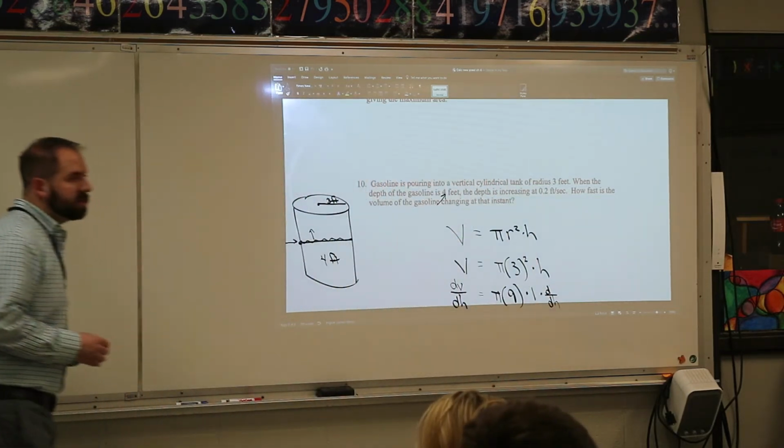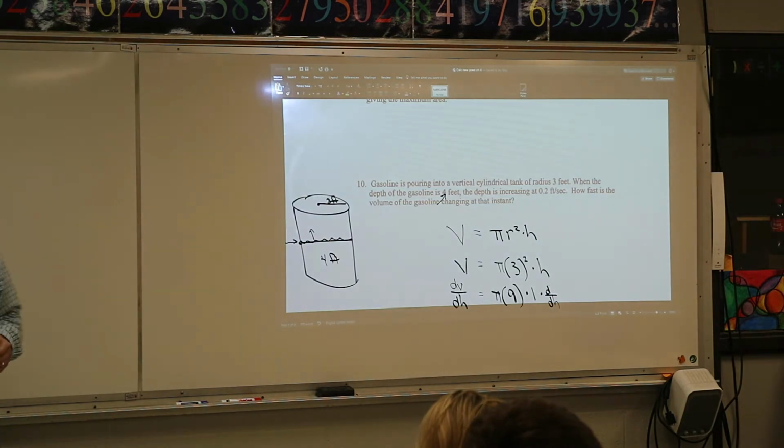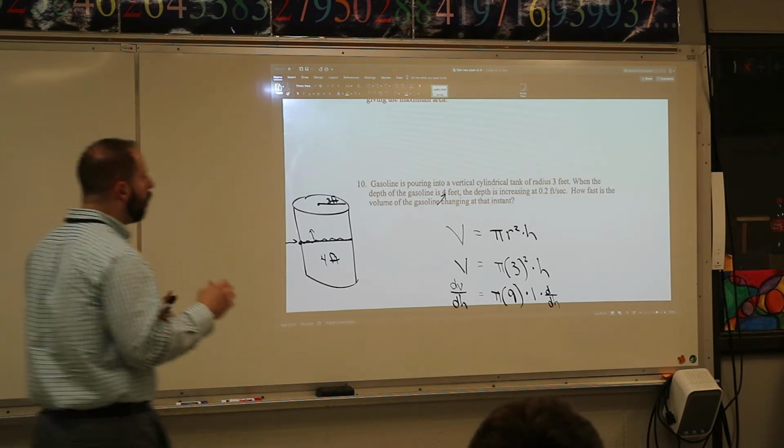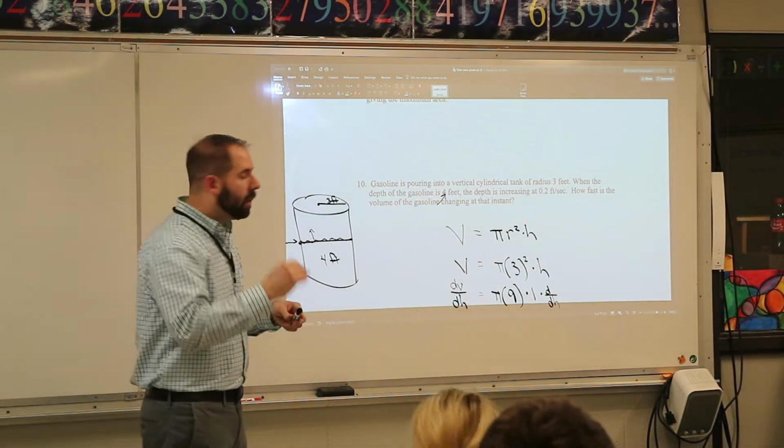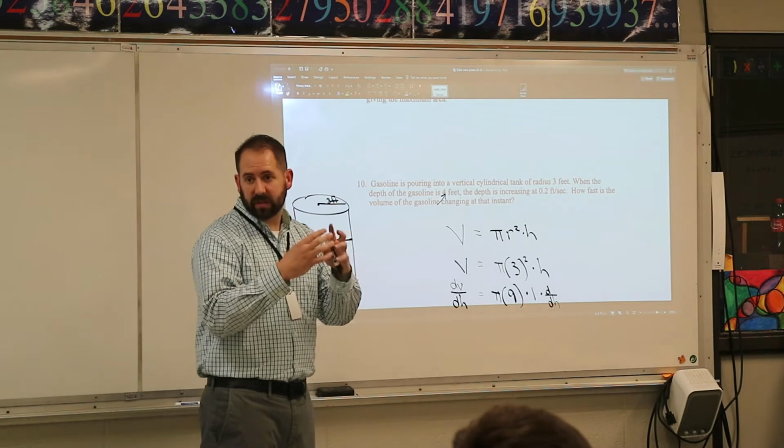Alright, questions at all about that? I'll explain something here, because there's always a question I get on this problem: why didn't you take the derivative of the original thing with r? Because r wasn't changing. R was staying the same.